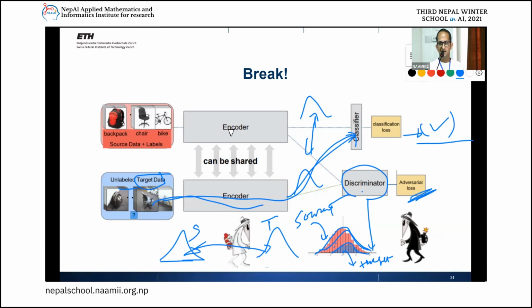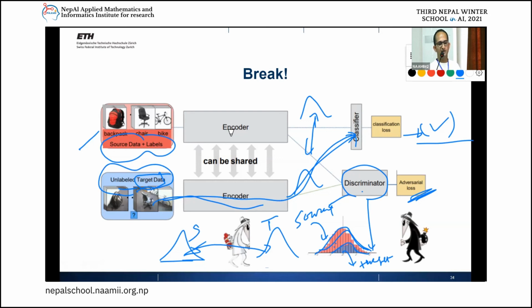So let me iterate this more from the problem setup point of view. You have one data source with the labels and another data source without the labels, and you want to learn a classifier on the data source with the labels and use that classifier with the data source without the labels. The premise is that the target data has a different distribution from that of the source. We discussed why that happens.